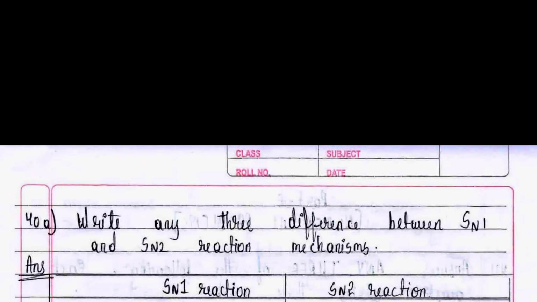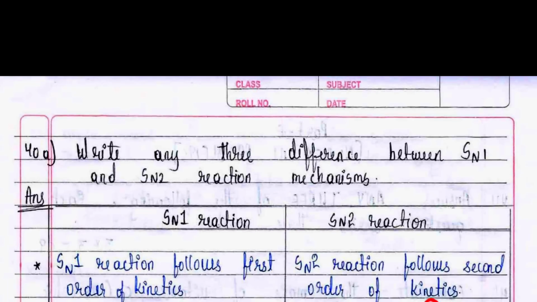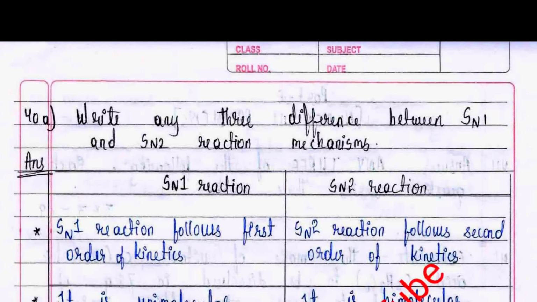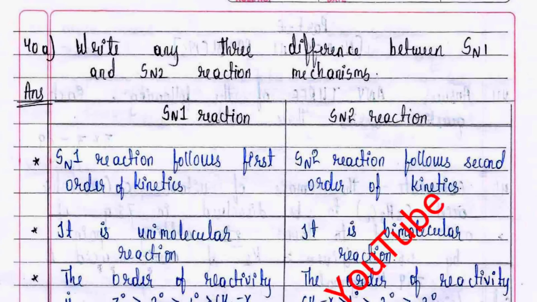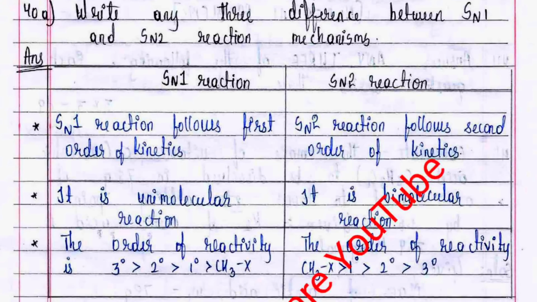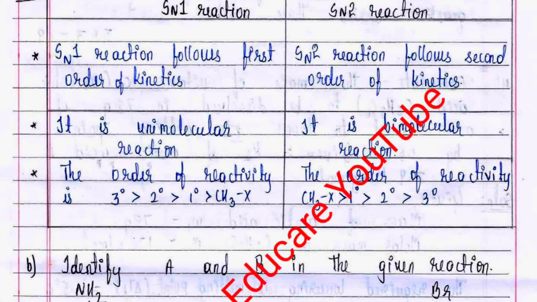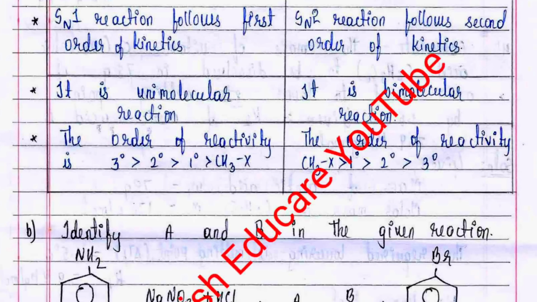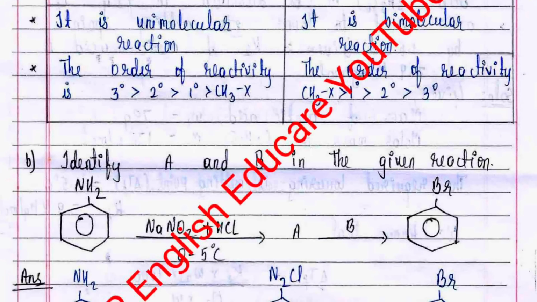Write any three differences between SN1 and SN2 reaction mechanisms, and the answer is below. B. Identify A and B in the given reaction, and the answer is below.